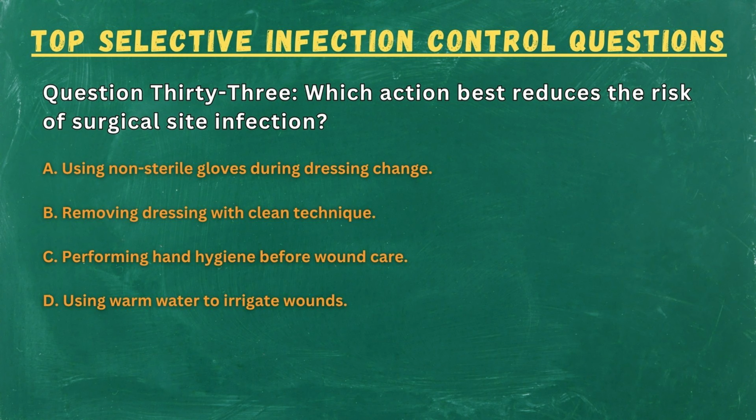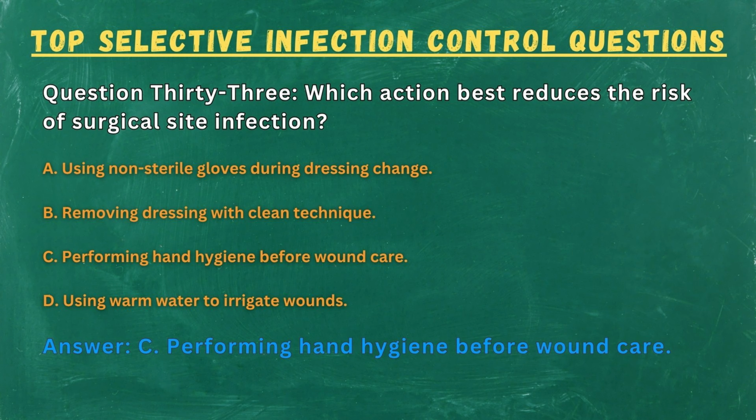Question 33. Which action best reduces the risk of surgical site infection? A. Using non-sterile gloves during dressing change. B. Removing dressing with clean technique. C. Performing hand hygiene before wound care. D. Using warm water to irrigate wounds. Answer: C. Performing hand hygiene before wound care.